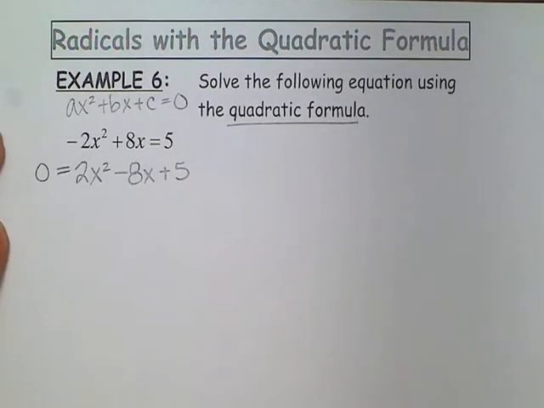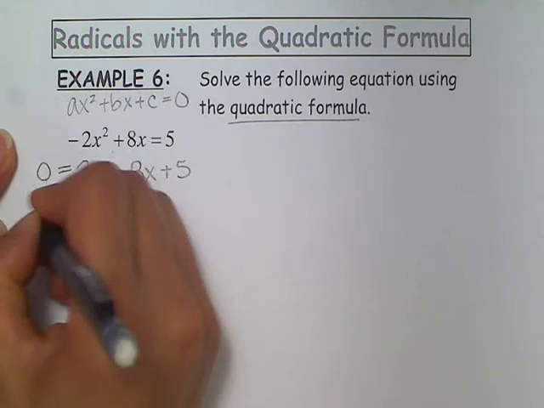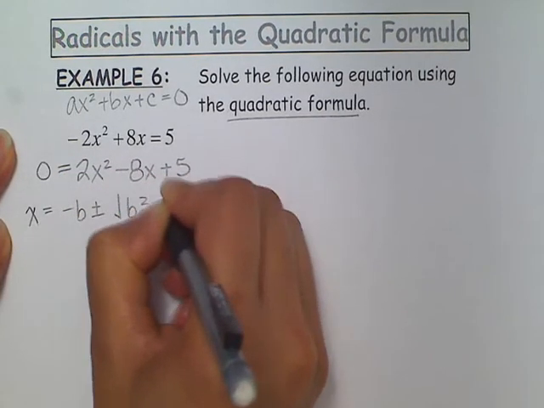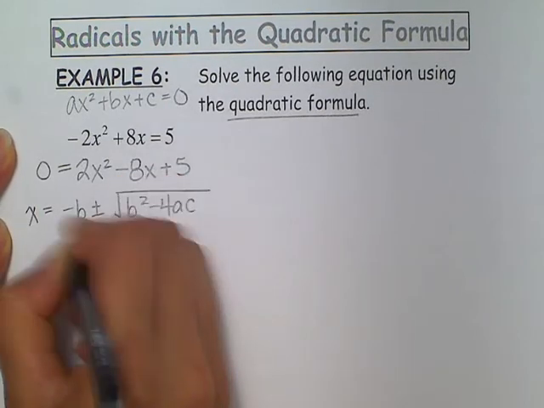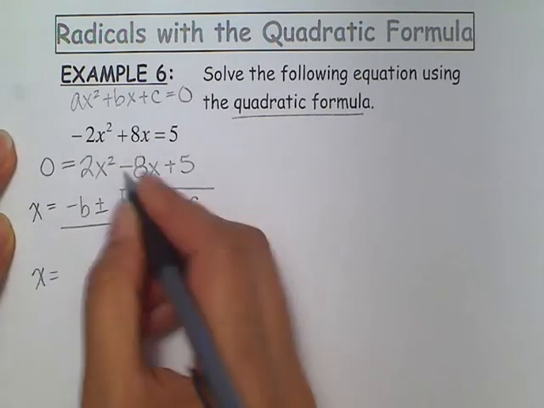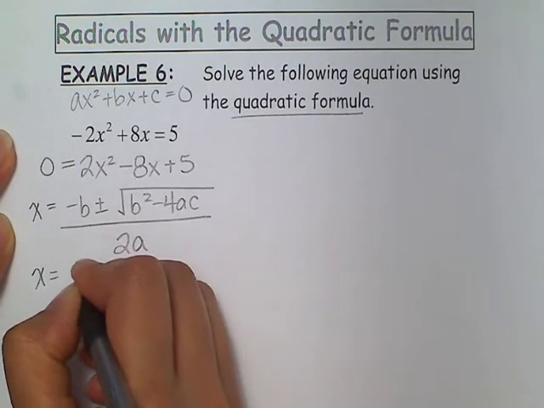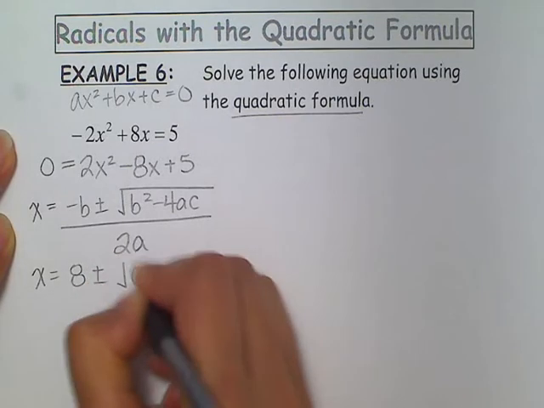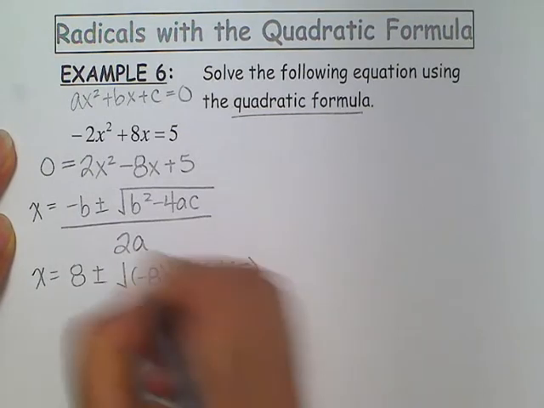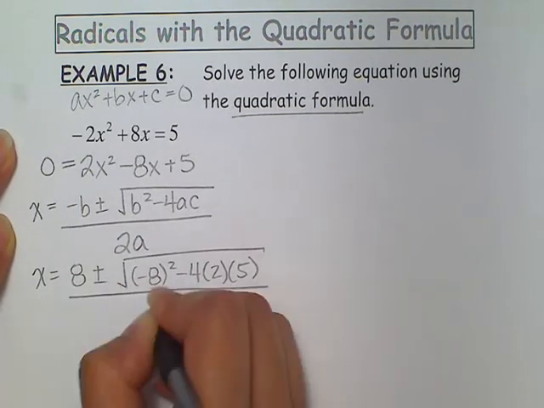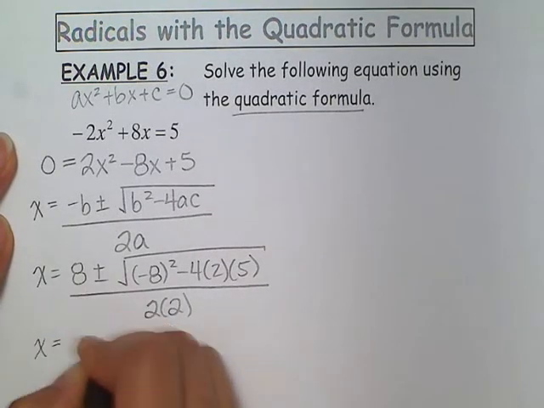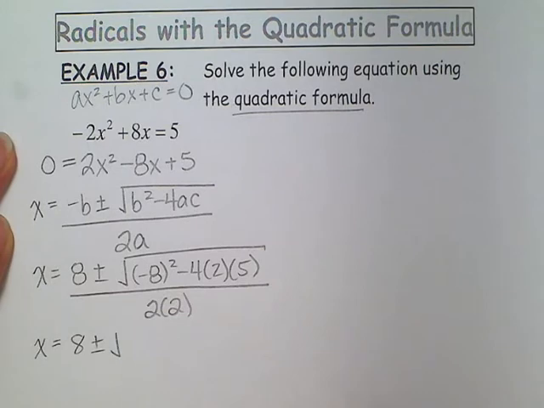And so I can try to factor this, but since the question specifically asks me to solve using the quadratic formula, I'm going to use the quadratic formula. So I have x equals negative b plus or minus the square root of b squared minus 4ac all over 2a. And so that'll give me x equals negative negative 8, so 8, plus or minus the square root of negative 8 squared minus 4 times 2 times 5, all over 2 times 2. So I'm just plugging in the numbers from the equation.